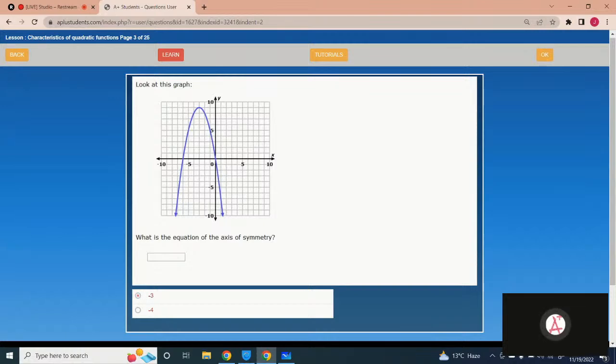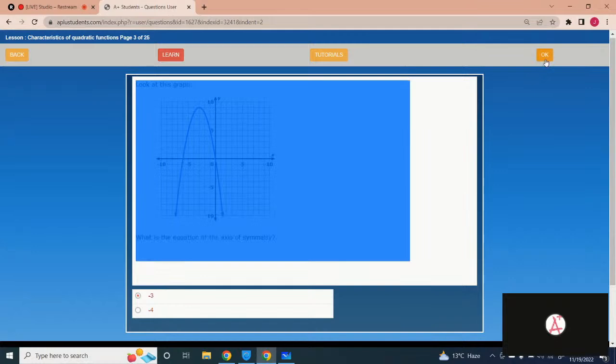Got it? Basically, the axis of symmetry is the highest point of the parabola on the x-axis. So the highest point is this one. When you match it to the x-axis, it would be -3. So the axis of symmetry is -3. Got it? Just select the correct option, then click on the OK button.